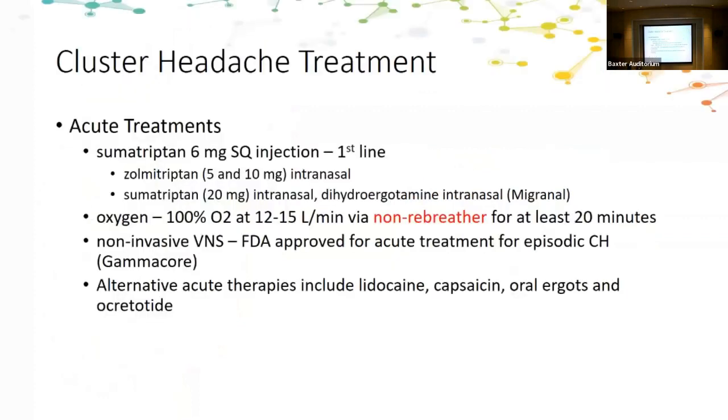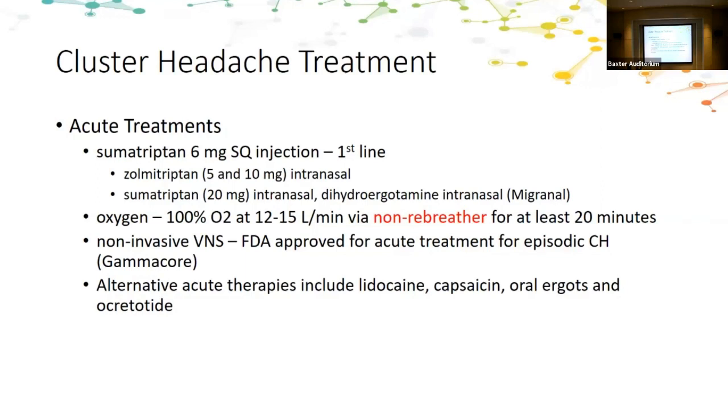So treatment. For cluster, there are acute treatments, there are transitional and bridge therapies, and there are preventative treatments. So the big one to know for acute treatment, first line is sumatriptan 6 milligrams sub-Q. It's the fastest way to get that in the bloodstream. Zolmitriptan and sumatriptan intranasal, and then the DHE intranasal, particularly Migranal. I don't know how familiar you all are with those, but this is the one. There are 2 intranasal DHEs, and only one of them is currently approved for acute cluster treatment.